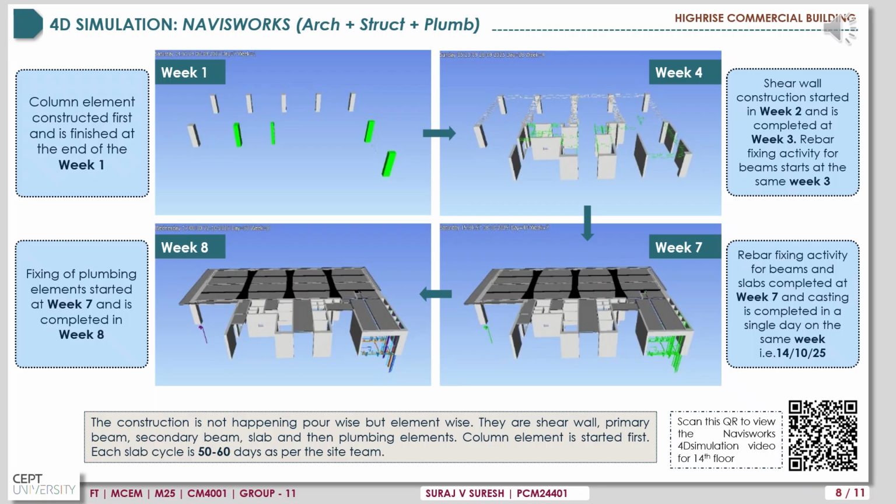The rebar fixing for beams and slabs got over at week 7 and their casting was completed in a single day of the same week, which was 14/10/2025. Fixing of plumbing elements started in week 7 and was finished in week 8. Construction is not pour-wise but is happening element-wise, with each slab cycle taking 50 to 60 days. You can scan the QR to see the 4D simulation video in Navisworks.